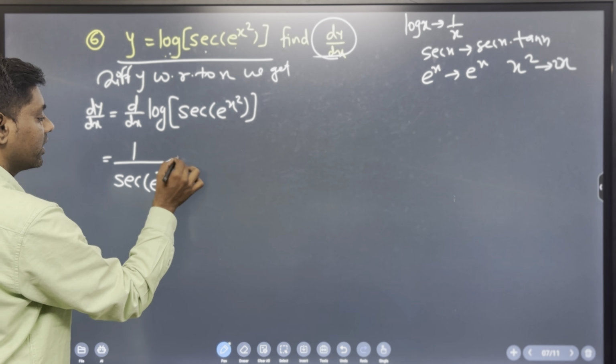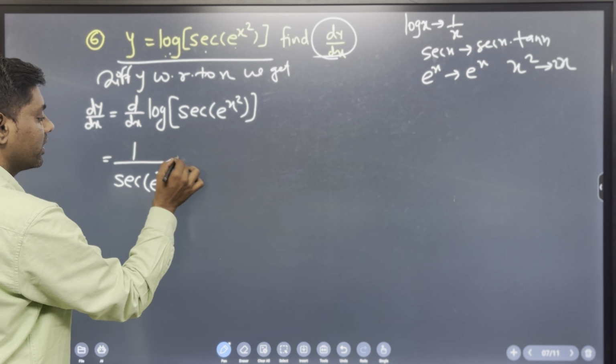So the next example: y is given and we have to find dy by dx. A very simple question. So we have to calculate dy by dx. In this question, the first observation is that e raised to is given. What is the derivative of e raised to x? That is e raised to x as it is. Next is log, so the derivative of log of x is 1 upon x. Again log, but now here x square.